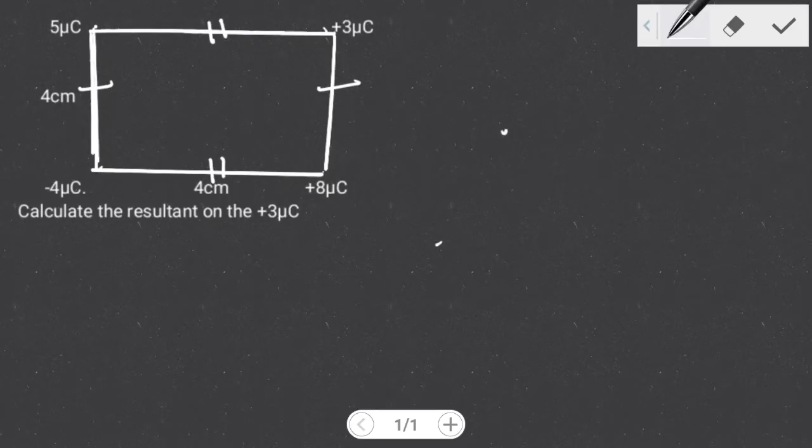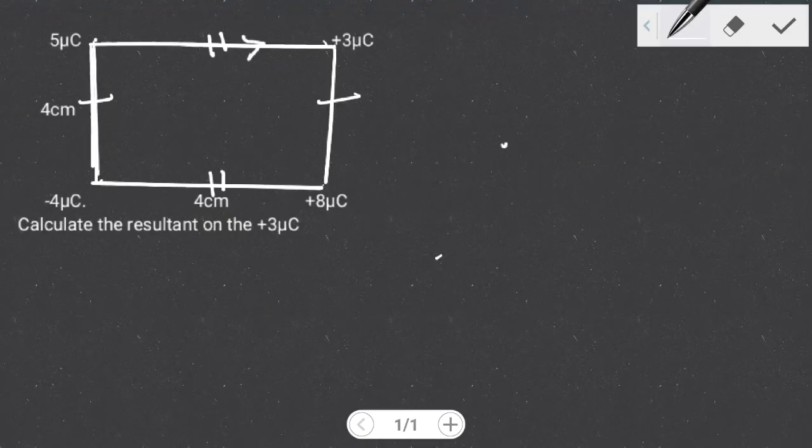So for this case, they're saying calculate the resultant on the positive 3 nanocoulomb charge, and therefore I'm going to first indicate the forces. Remember, we are getting the resultant on the positive 3 nanocoulomb charge, and therefore the force between the positive 5 and the positive 3, both being positive, is a repulsive force that will take this direction. Let's take this to be force 1.